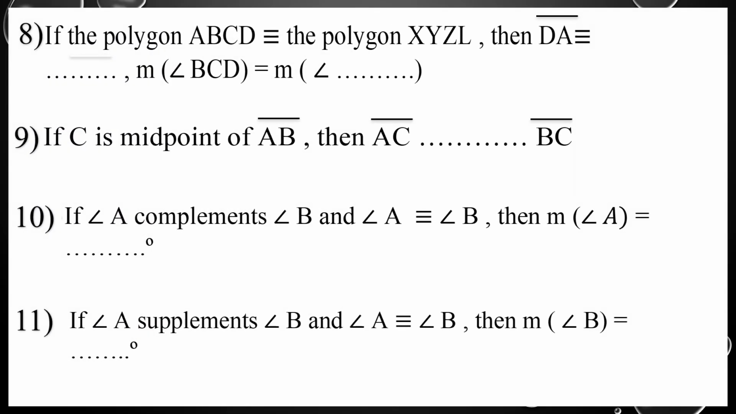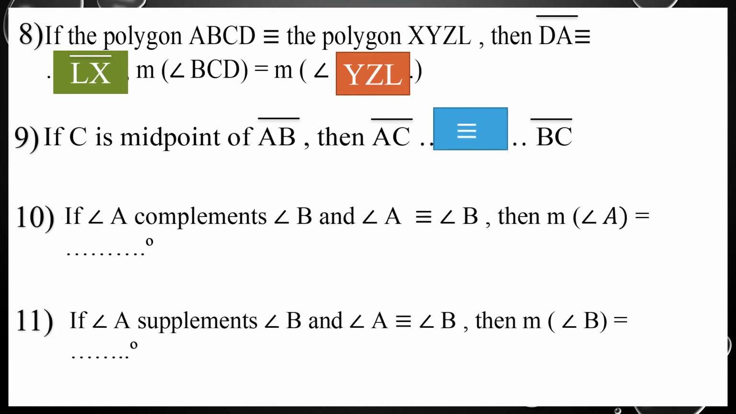If the polygon ABCD is congruent to the polygon XYZL, then DA is congruent with LX. That's right. Measure of angle BCD equals the measure of angle YZL. If C is the midpoint of AB, then AC with BC is congruent because C is the midpoint of AB.